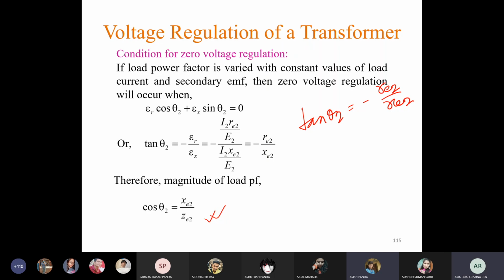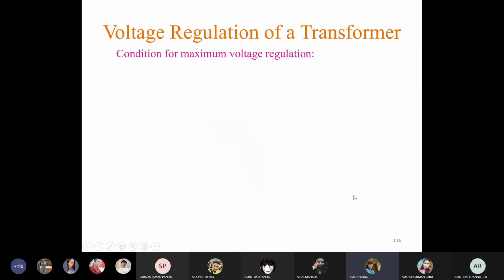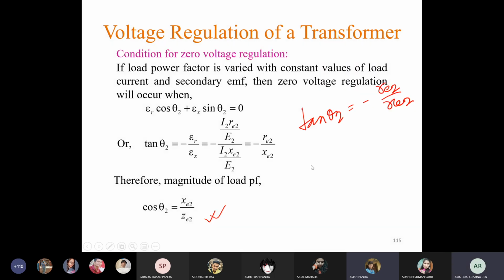Is it clear? Any question or any doubt? Okay, time is almost over. Okay, today up to this, the condition for maximum voltage regulation.